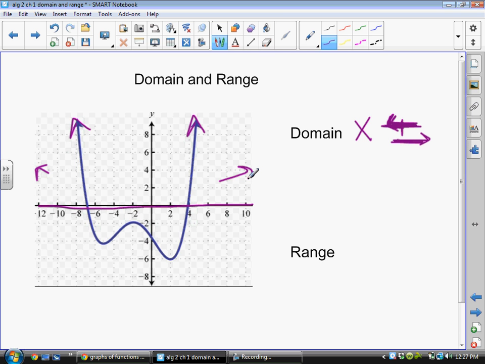So the leftmost part of this curve, well, it's currently right around here, but this is going to continue going up and out forever and ever. Same thing over here. It's going to go up and out forever and ever. So actually our domain, there is no smallest or largest number left to right. So we could say it a couple of different ways. You could say all real numbers.